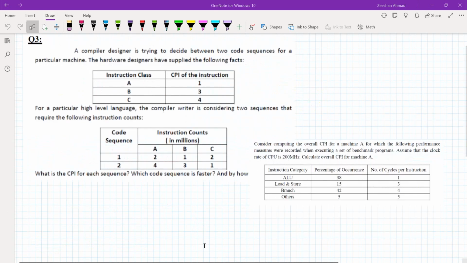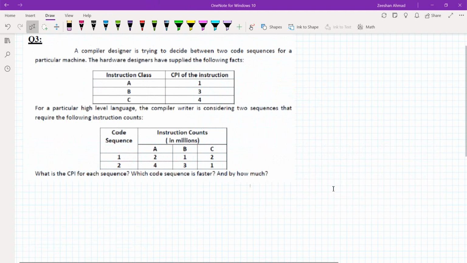Now this is question 3. I'm not solving it, I'm only giving you the hint. What he said is that a compiler designer is trying to decide between two code sequences for a particular machine. So I have a single machine here, and he's trying to decide which code sequence he should use.